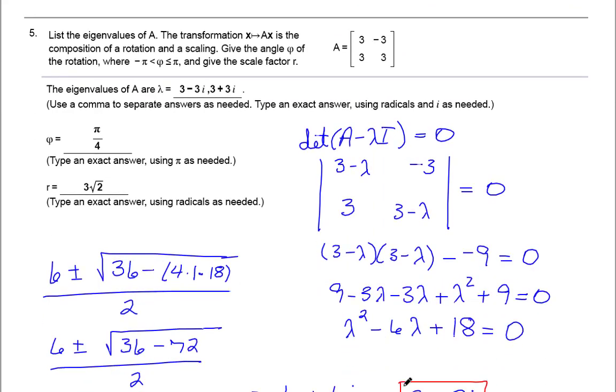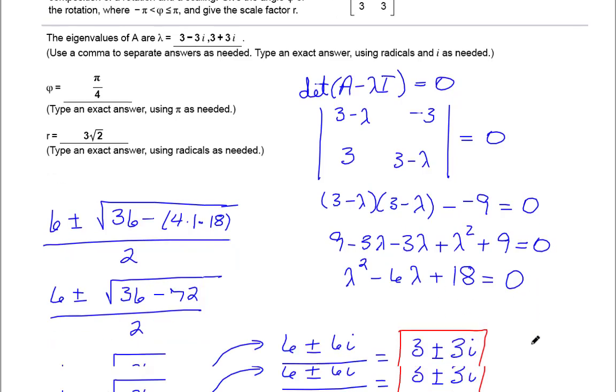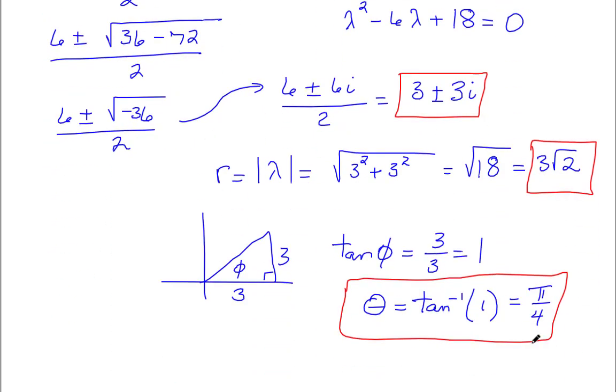All right. In question 5, I'm looking for the eigenvalues again. So form the determinant A minus lambda I. We actually saw this matrix already once. So lambda squared minus 6 lambda plus 18 is 0. Use the quadratic formula, and we get that the eigenvalues are 3 plus or minus 3i. To find the length, or r, the scale factor, it's the square root of 3 squared plus 3 squared, so the square root of 18. Square root of 18 can be broken up into 9 times 2, so 3 square root 2. The tangent of the angle is 3 over 3. So the angle is the inverse tangent of 1, which is pi over 4.